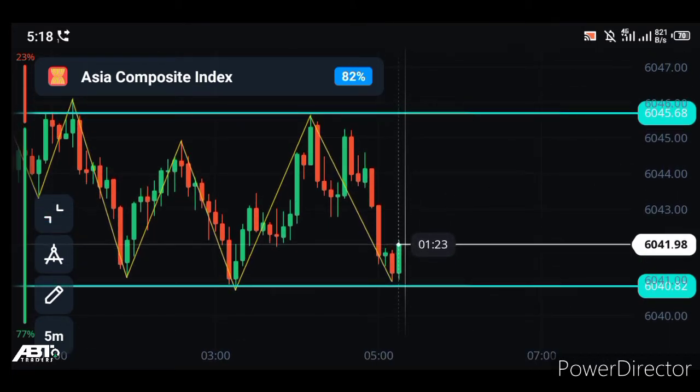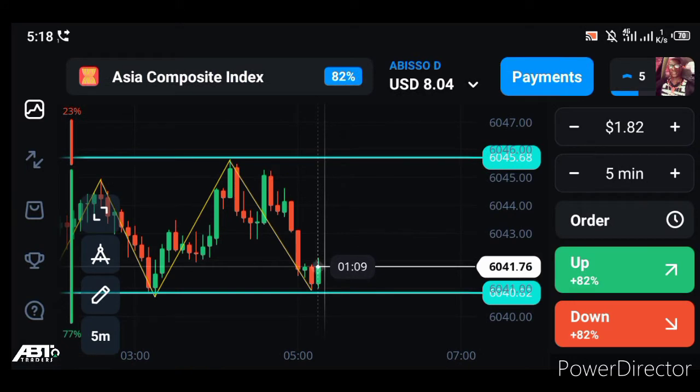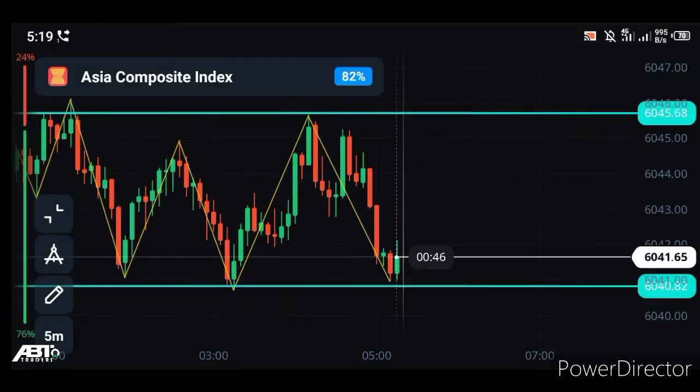Just give it more time. Waiting for the next candle to tell me the direction of the price, but I see there is something going on at that level, so I think it's forming a consolidation. Let's wait for the next candle. We have 48 seconds remaining.